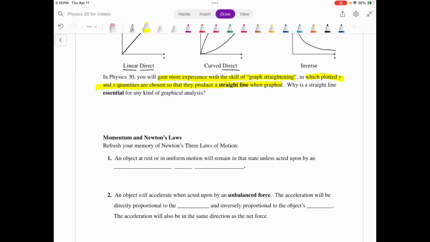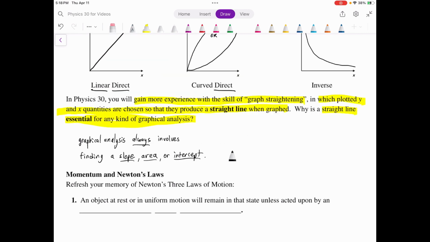Now, why would we want to do this, it asks. Why is a straight line essential for any kind of graphical analysis? Pop quiz, do you remember? There are three things always that we might care about when doing graphical analysis. It's always one of those three things. Do you remember what they were? It is always about slope, area, or intercept.